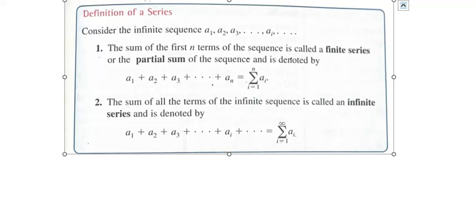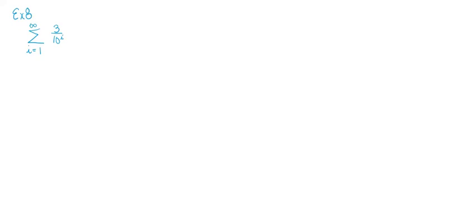The sum of the terms of an infinite sequence in part 2 is called an infinite series, and it's denoted by the same thing, only instead of having at the top your upper limit being n, your upper limit is infinity. That's it. So let's see how this works by looking at example 8.